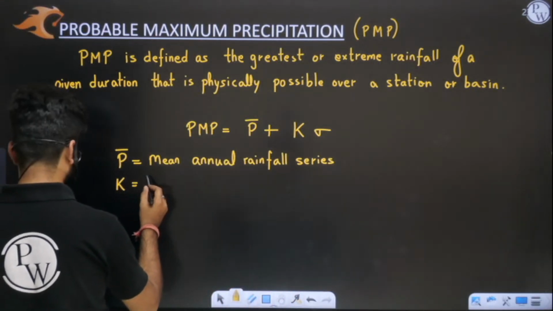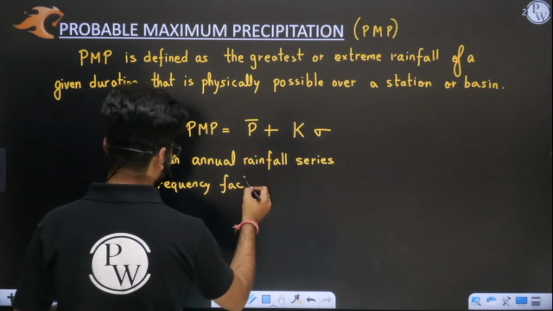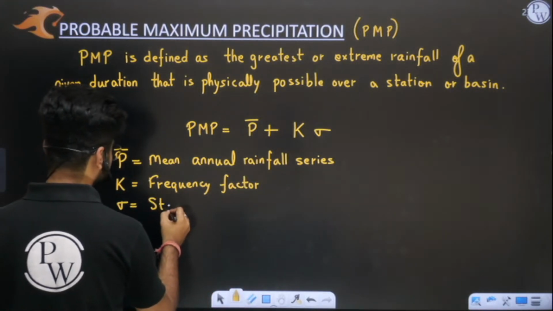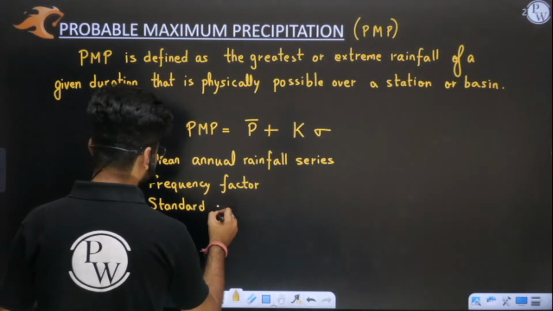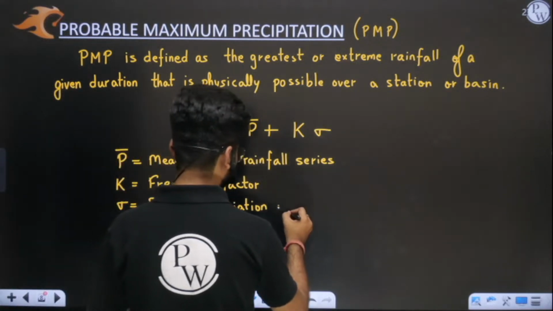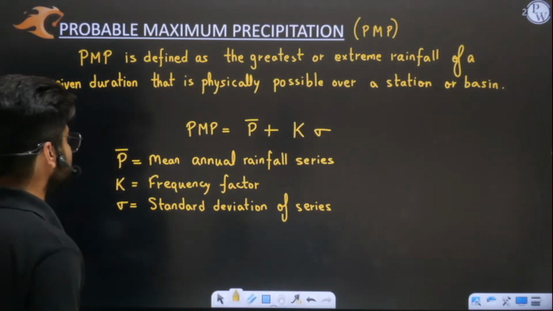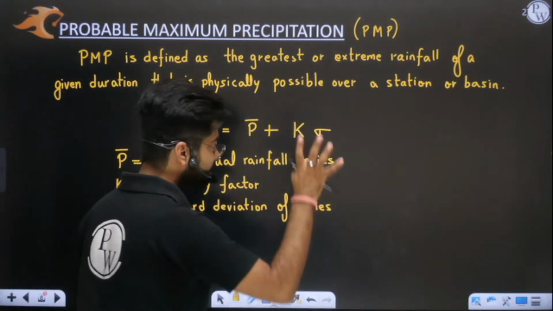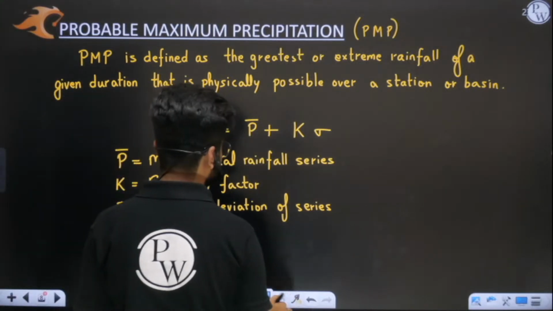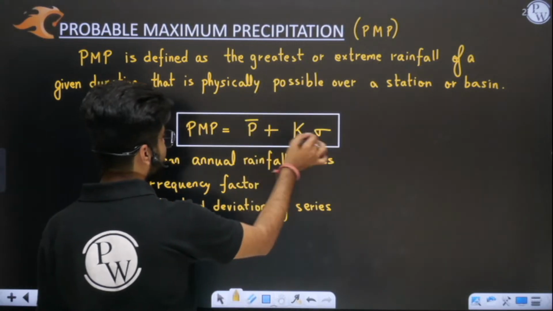K is the frequency factor. This you will understand in probability distribution. Sigma is the standard deviation of this series. So if you have data of 50 years, you can simply find the mean and standard deviation. This we have already done in the optimum number of rain gauges topic. So simply put the mean and standard deviation, and put the frequency factor.